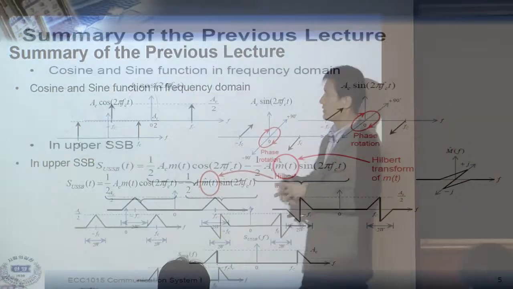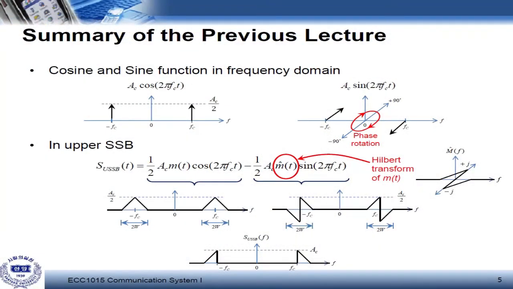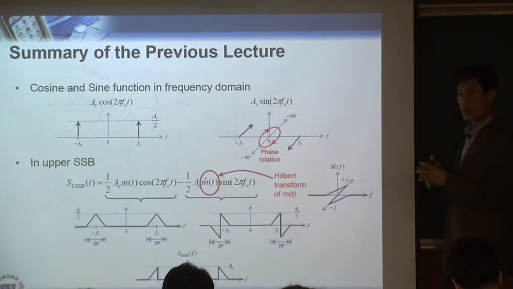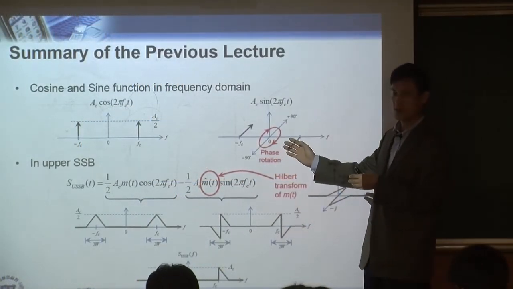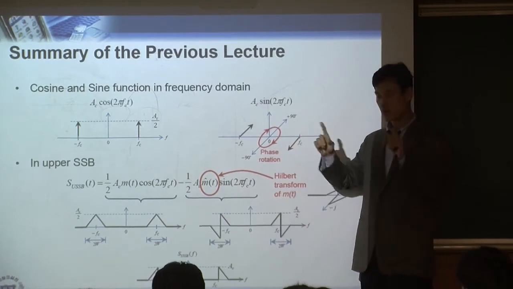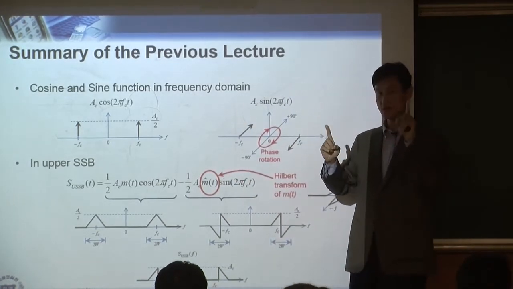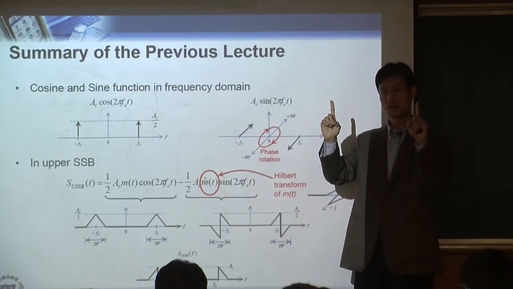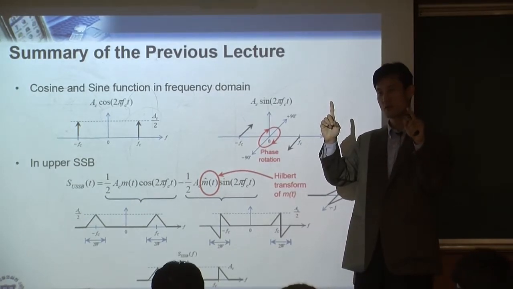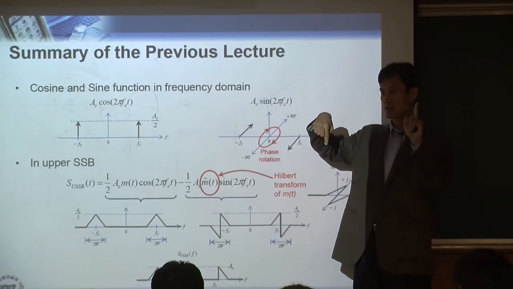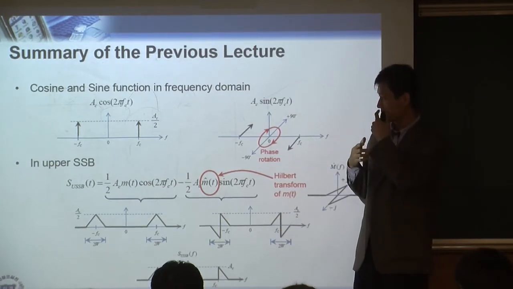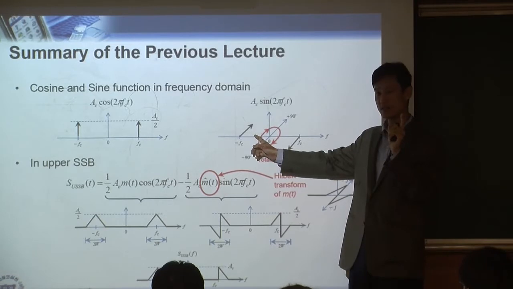As an example, when you put a simple cosine into the Hilbert transformer, you're going to get sine. So we learned that sine actually looks like this, right? We know that cosine always looks like this, positive frequency and negative frequency. But some of you probably remember the sine is like this, right? But that's not it. There is actually a 90 degree phase rotation.